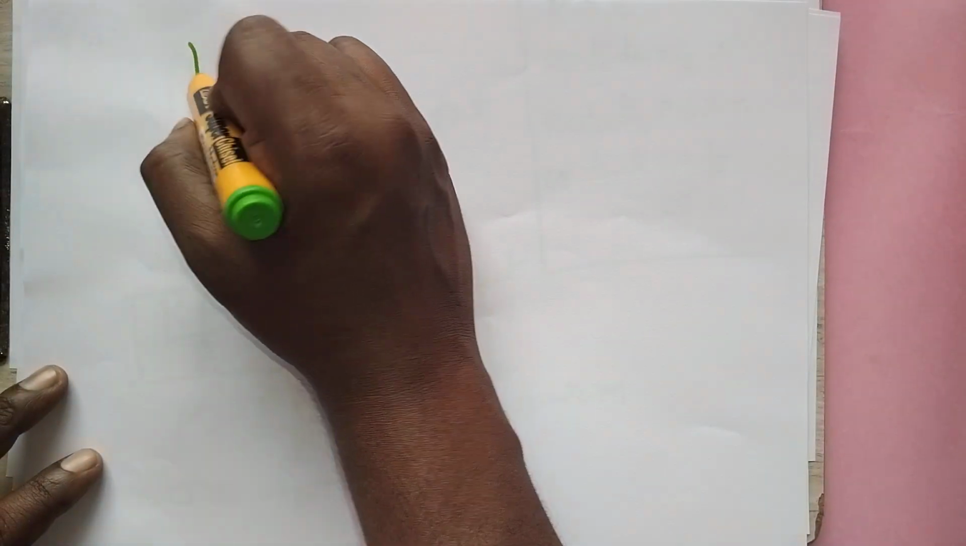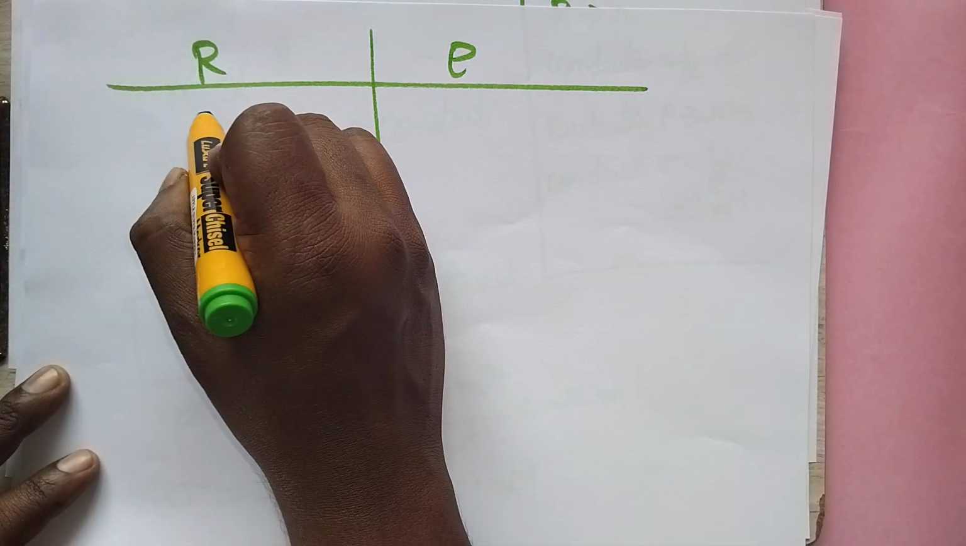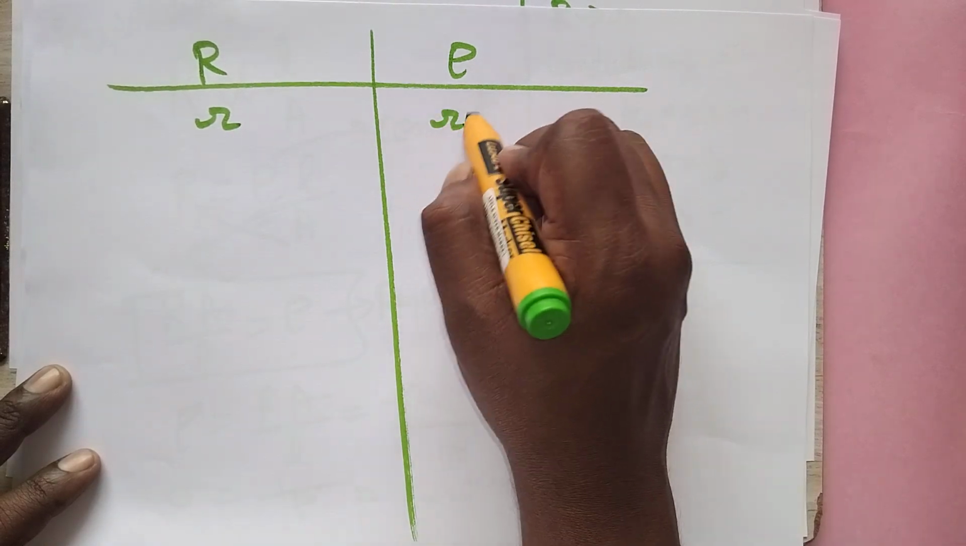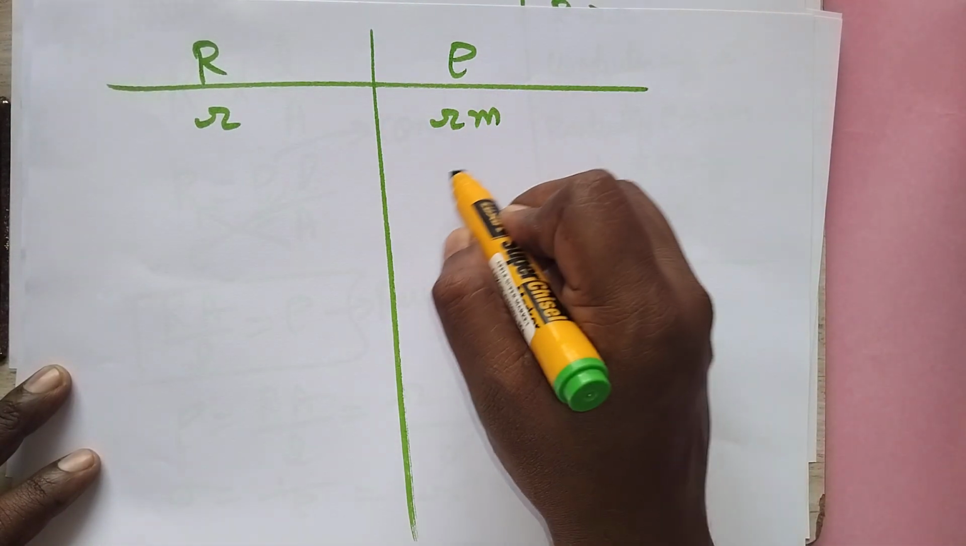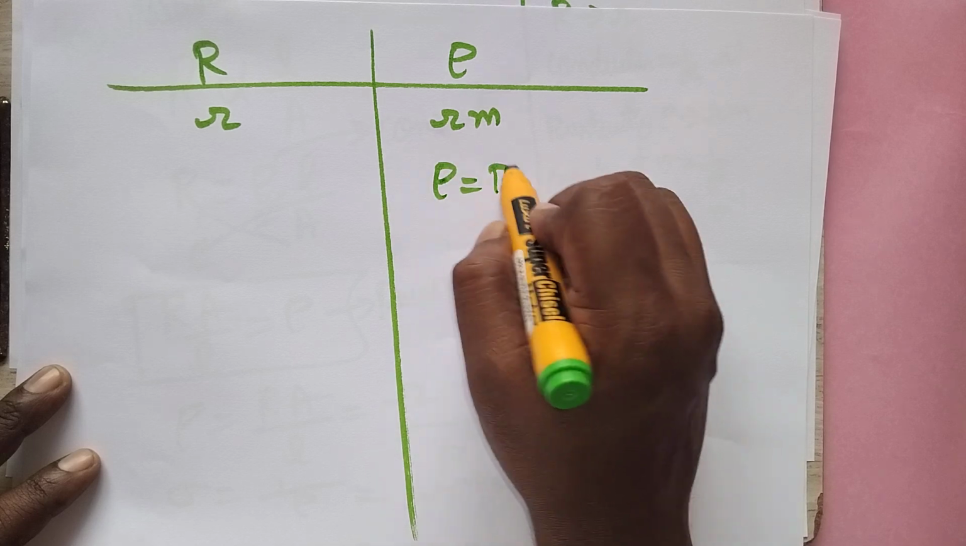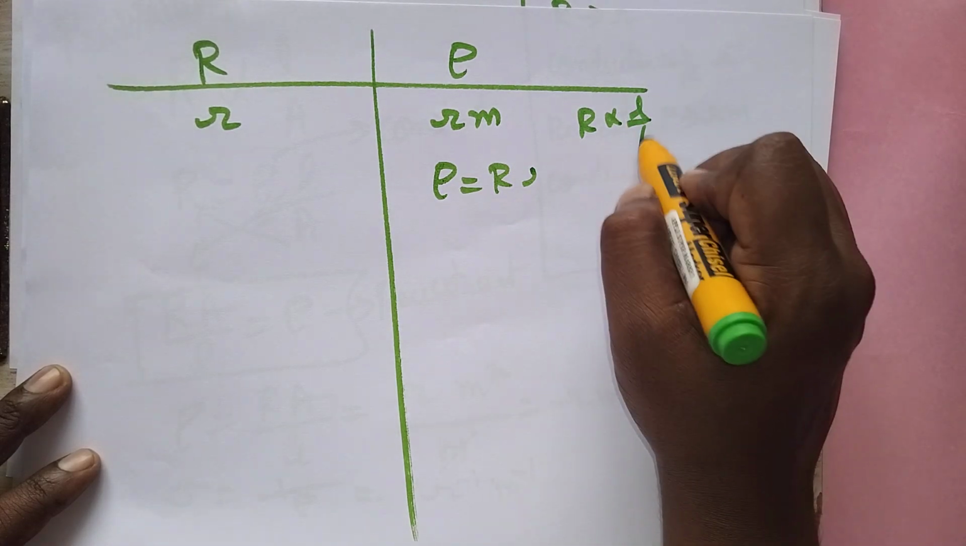So resistance versus resistivity, a very, very small thing. It's a difference you should know. Resistance unit is ohms, resistivity unit is ohm meter. Resistance is the obstruction offered by the wire. Resistivity, now first we will know the formula. Rho is equal to R. R is directly proportional to L, inversely proportional to A.